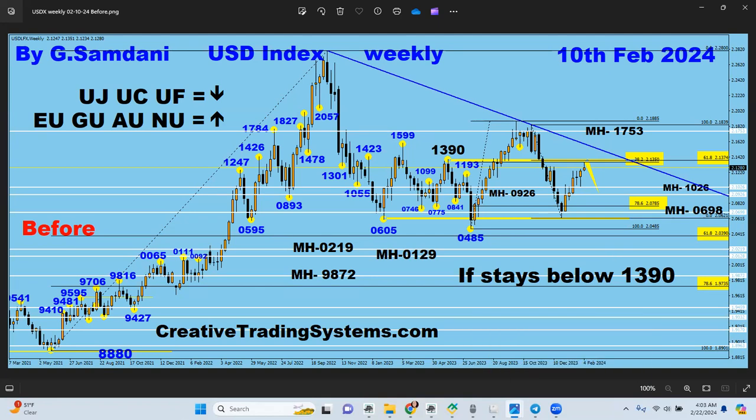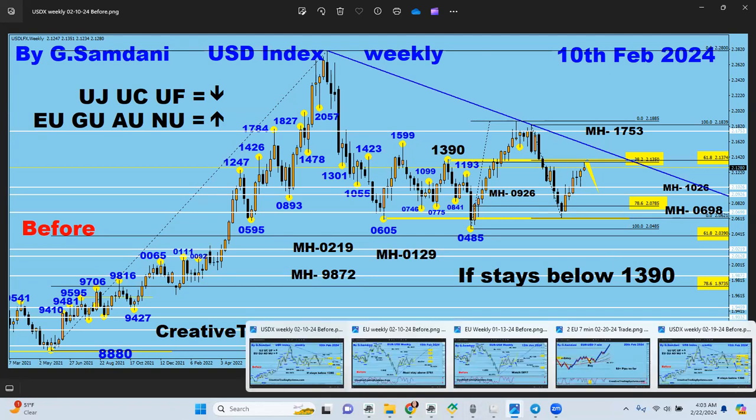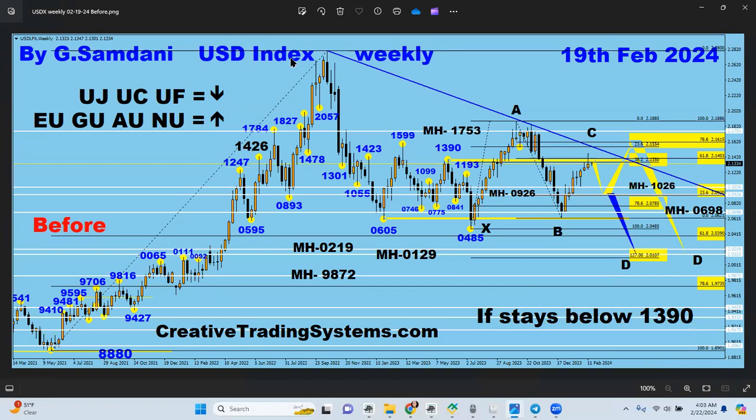Another chart that I made of the US dollar index was this. If we stay below 1390, we're going to drop to the 23% line, which will be 0926. Doing so, these four pairs will go up and these three pairs will go down. I usually trade USDJPY, UJ and UC, and Euro USD and Pound USD. I do not trade USD franc and NZD USD at all, and Aussie USD very few times, but Euro USD and Pound USD are the main ones. So let me show you what happened to this.